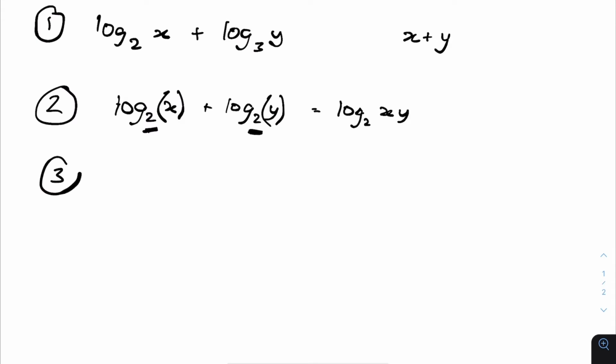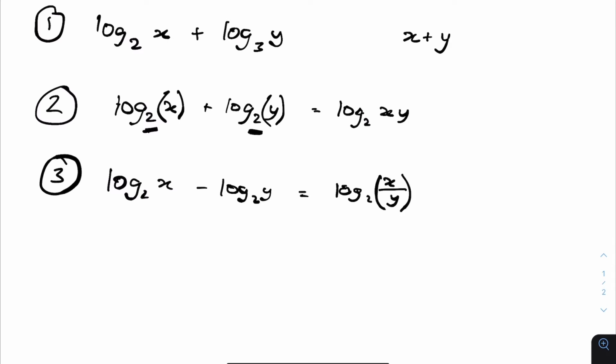And then rule number 3 is that log 2x minus log 2y is equal to log 2x over y. So these things over here are the only things being affected. And this almost acts as a division sign between these things, and this acts as a multiplication sign. Yeah, logarithms work a little bit differently in that sense.